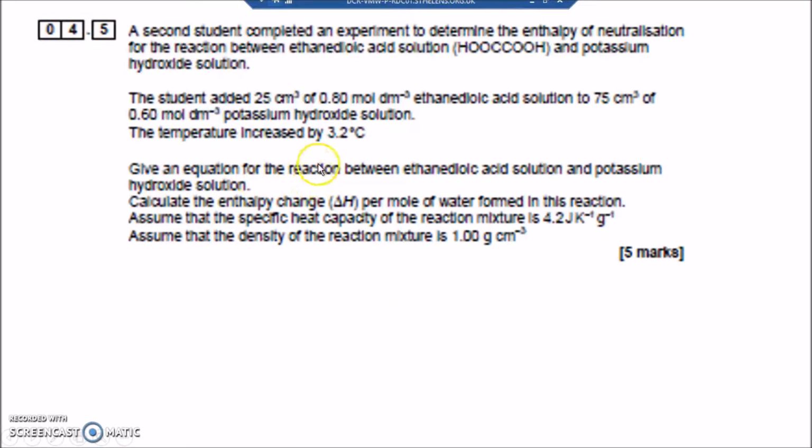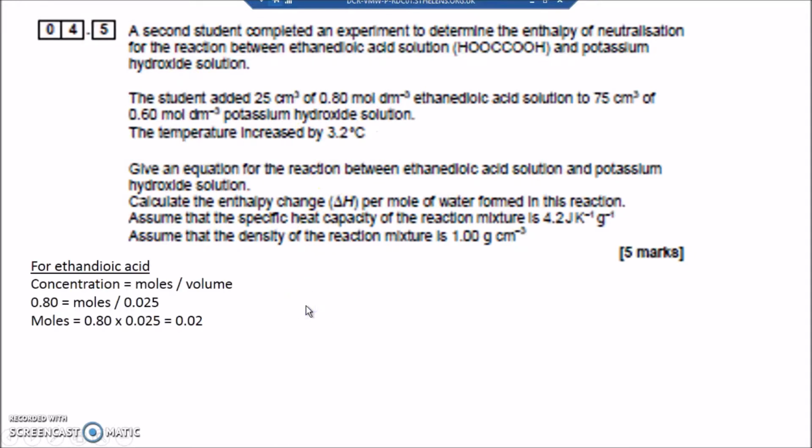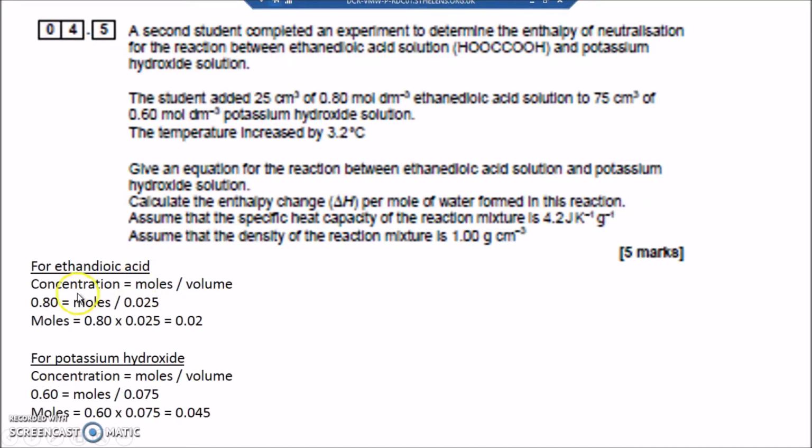For the calculation, first of all, I know why I've been given a volume and a concentration of ethane dioic acid and a volume and a concentration of potassium hydroxide. That's to work out moles, so let's do that. Concentration equals moles divided by volume, so for the ethane dioic acid, 0.8 equals moles divided by 0.025; multiply the 2 together to get 0.02. Same for the potassium hydroxide: concentration 0.6 equals moles divided by the volume 0.075, so moles is 0.6 times 0.075, 0.045.